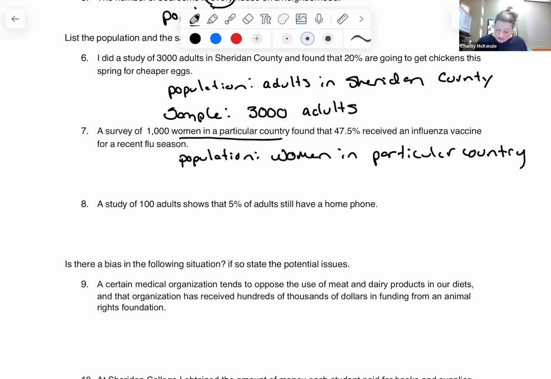Oops, I have country, not county. I was thinking county because we did the one before, but this one has an R, so country. So the population is women in this particular country, and the sample would be the 1,000 women that I asked if they got this flu shot. What is the 47.5%? It is a statistic. It is about your population or your sample. You took the sample and you got that information of 47.5%.